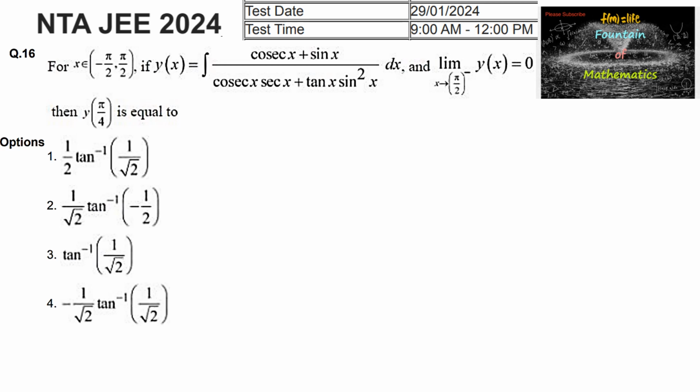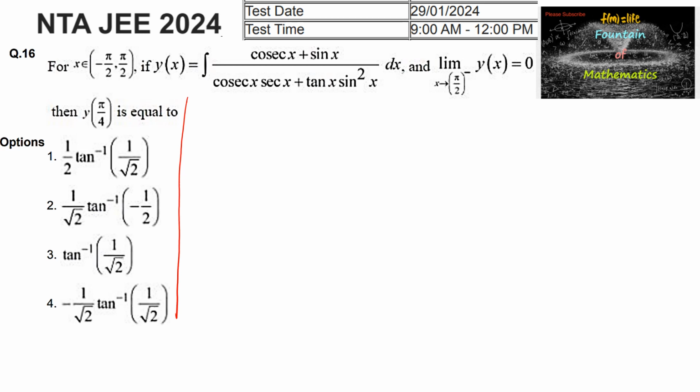For x belonging to -pi/2 to +pi/2, if y of x is given by the integral of (cosec x + sin x) upon (cosec x times sec x + tan x times sin square x) dx, and the limit extends to pi/2, and y of x is equal to 0, then find the value of y at x equal to pi by 4.